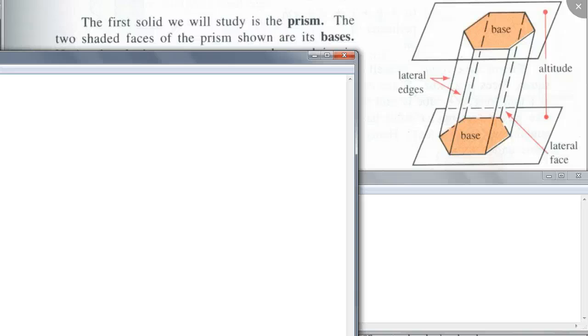No, in this case it would not be, because the two bases have to be parallel and they have to be congruent. Not only that, whatever makes up the lateral faces has to be either a rectangle or, in this case, a parallelogram. Can we put this side as a base? Not really.